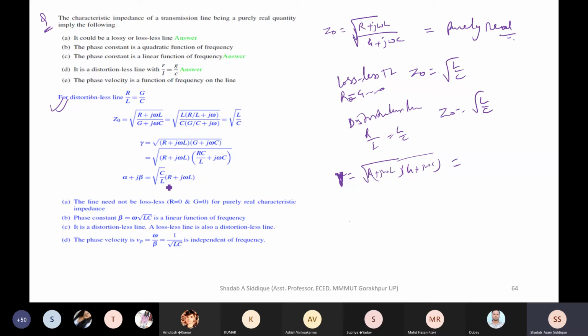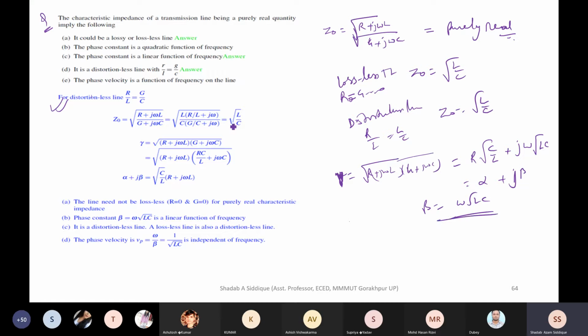After solving, you will get square root of C by L into (R plus j omega L). That is nothing but alpha plus j beta. So alpha comes out to be R root under C by L, and this comes out to be j omega root under LC. So this is alpha plus j beta. So beta comes out to be omega root under LC.